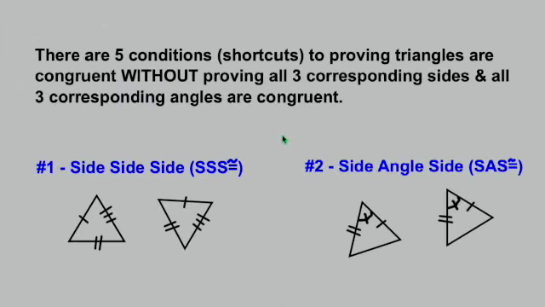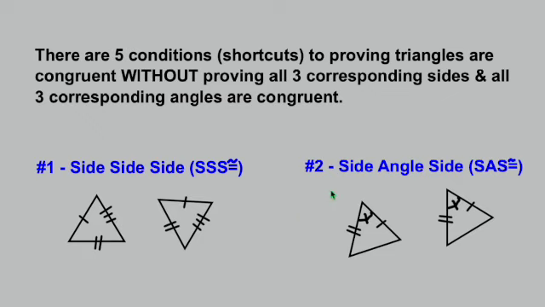It turns out that you actually have 5 different shortcuts to proving that triangles are congruent, and you don't need to prove that all three corresponding sides and all three corresponding angles are congruent. So what are those shortcuts? The first one is referred to as side, side, side, or SSS congruency, and that's where all you know is the three sides are congruent to the three sides over here.